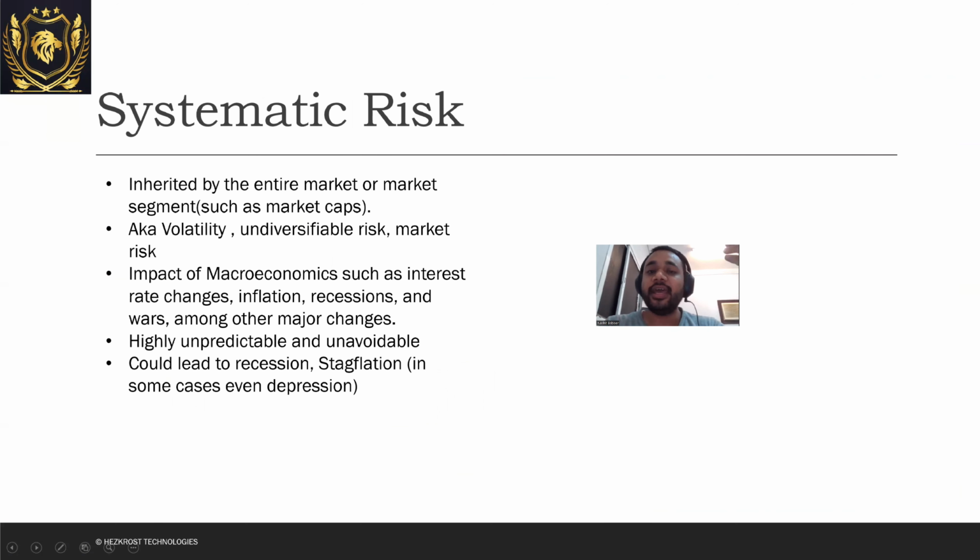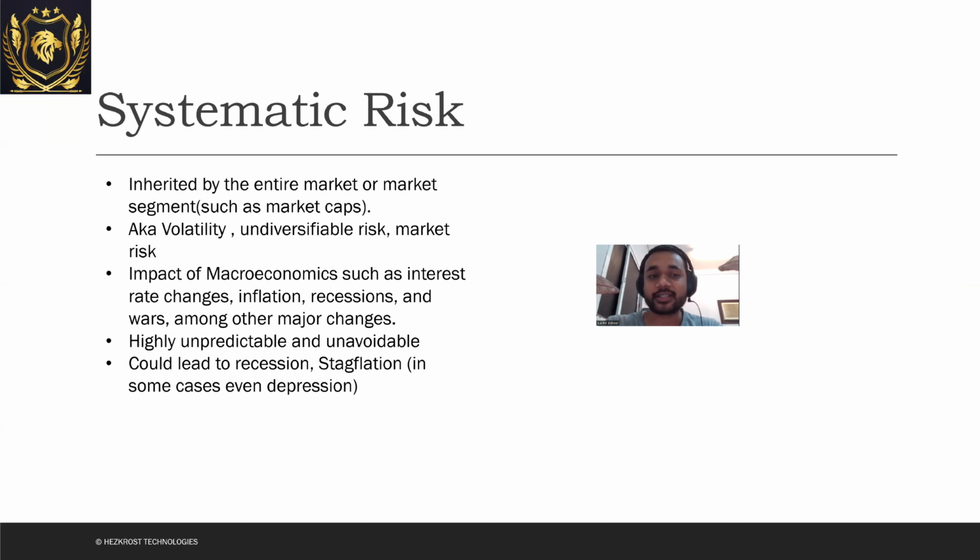For example, any crash that happens in the market, or if the whole market is running up, if all the stocks are running up. For example, in 2021 there was a bull run. Even post COVID there was a bull run in the market. So whichever stock you chose was majorly moving up. If the whole market is going down, then the risk associated with this kind of market is known as systematic risk.